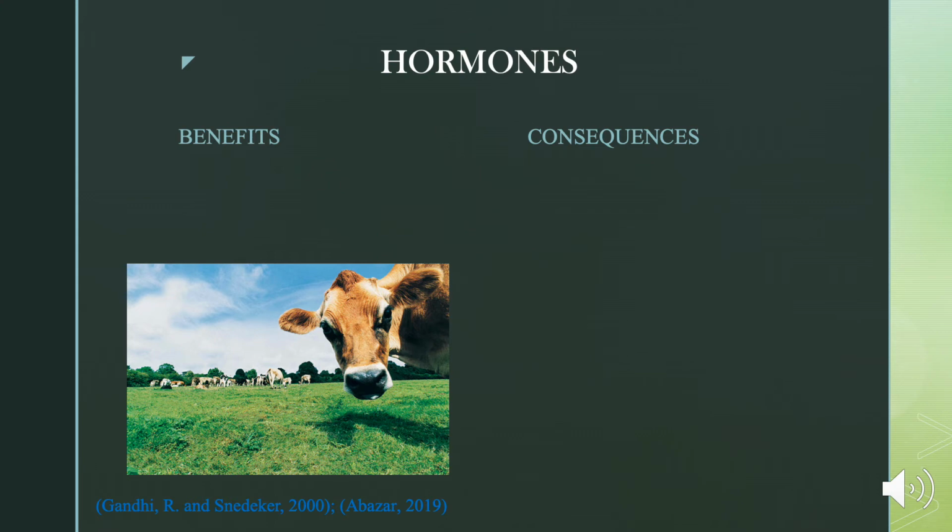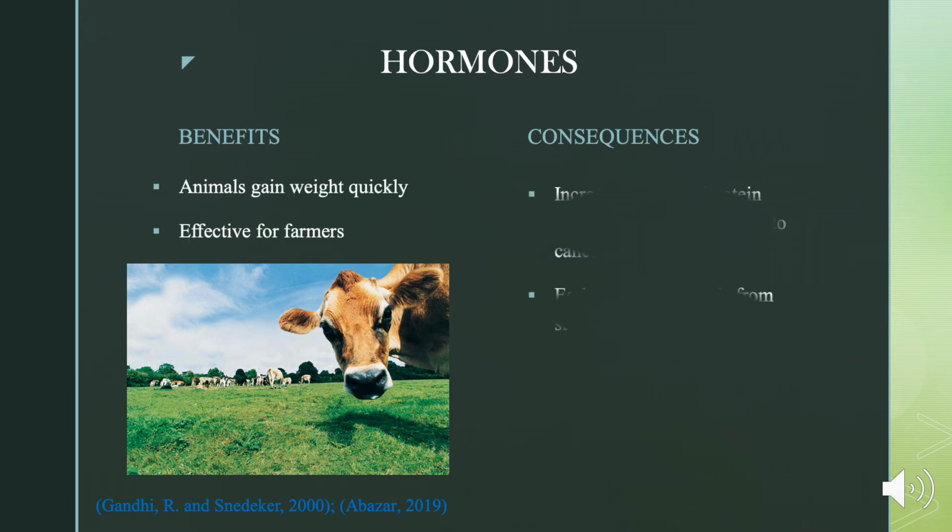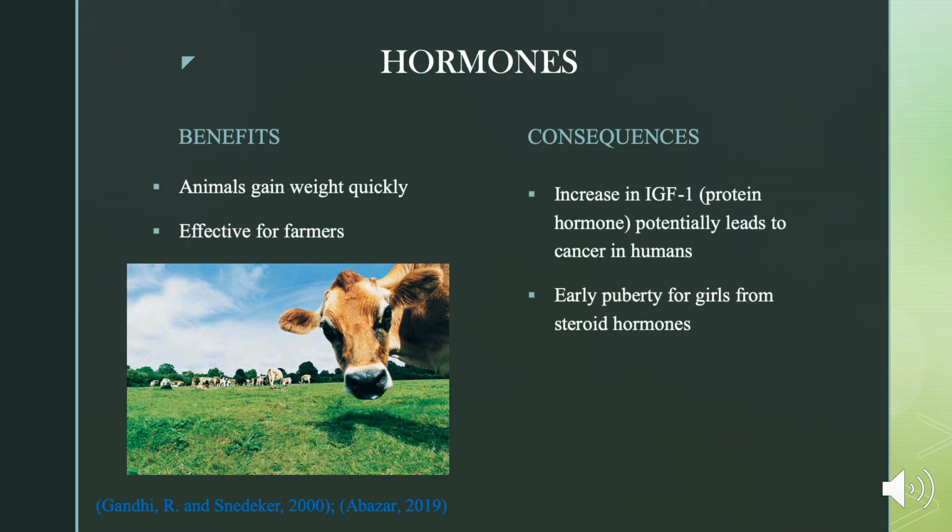For hormones, some overall benefits are for the farmers and those who are in charge of the production of the meat. These hormones help the animals gain weight quickly with less animal food. This is more efficient for them, meaning the farmers, as it's cost effective. On the other hand, a problem that many consumers are concerned with is the increase in this rBGH hormone, promoting the increase of another protein hormone, IGF, like I mentioned before.